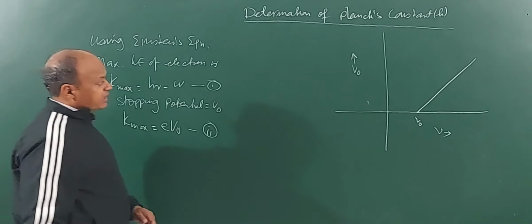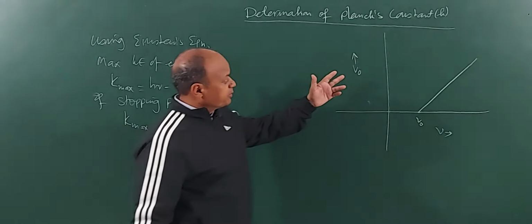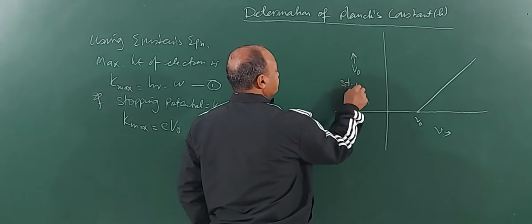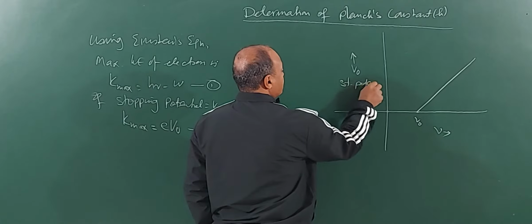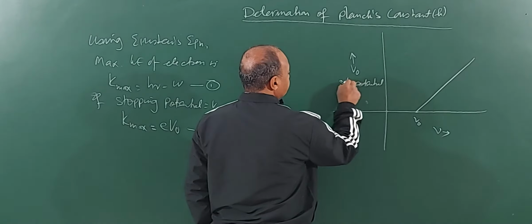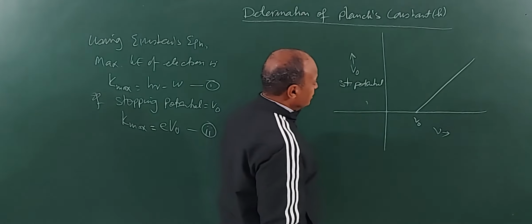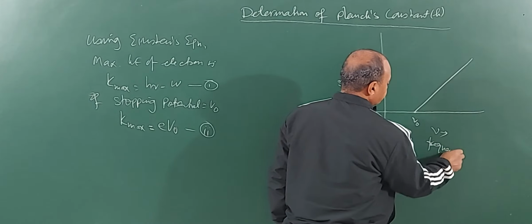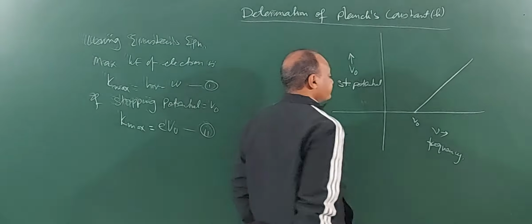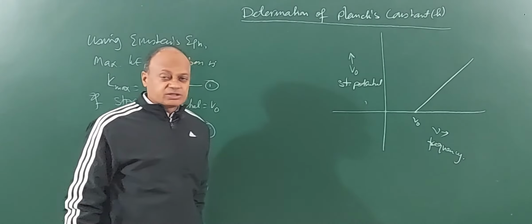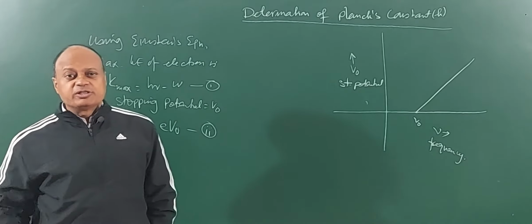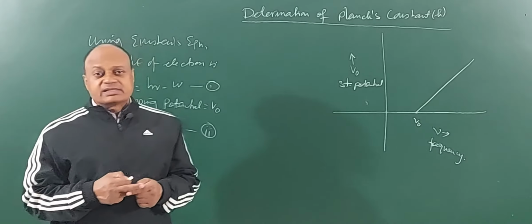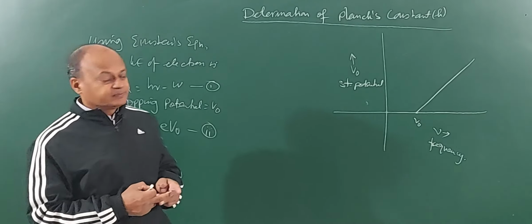Now, we already have this knowledge that if you plot a graph between stopping potential and frequency, I'll write in words. This is stopping potential, I've written in short ST for this, and then nu is frequency. They'll often ask this question: plot a graph between stopping potential and frequency and use it to determine the value of Planck's constant, also the work function.